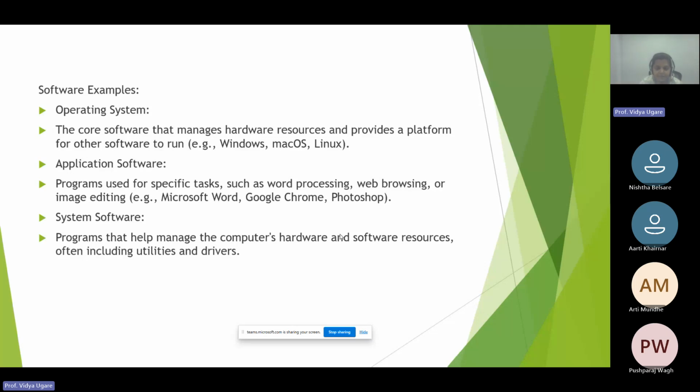Firmware. Firmware is behaving as an interface, a communication between hardware and software, which is the best example you can give for system software. I hope you understood, everyone. Software, in that, what is operating system, what is application software, and what is system software.